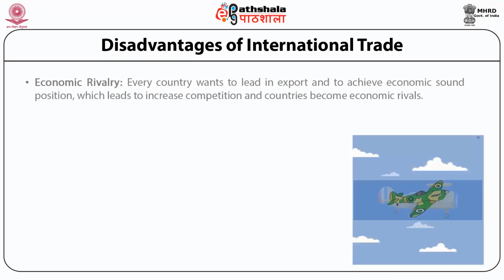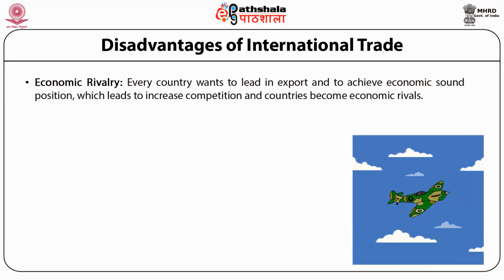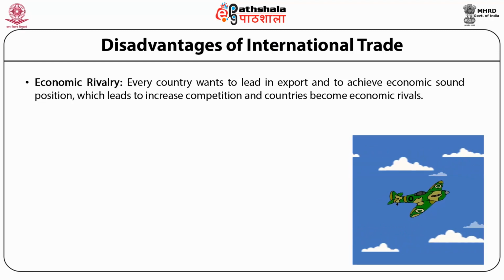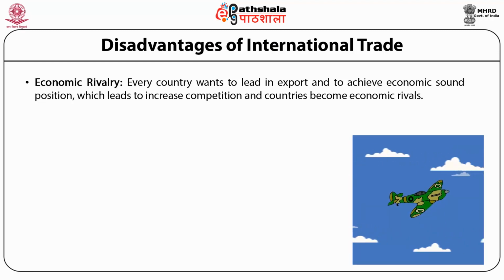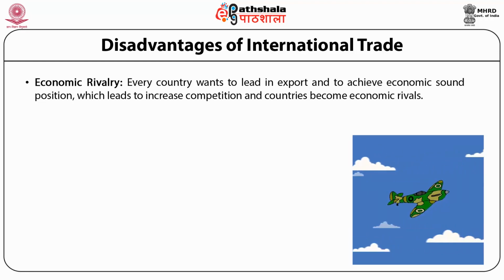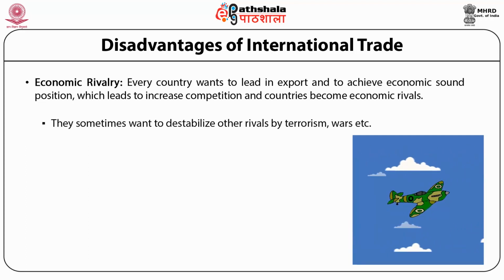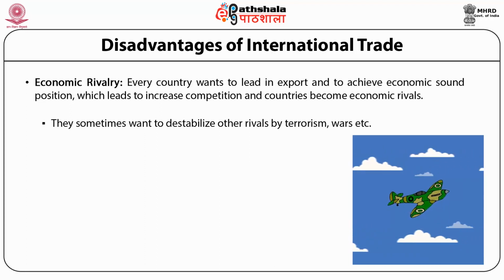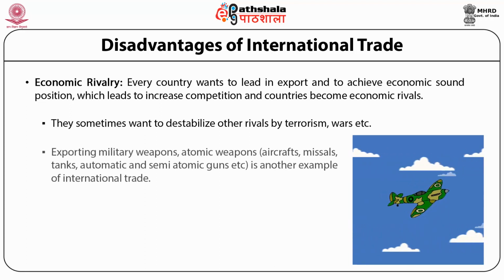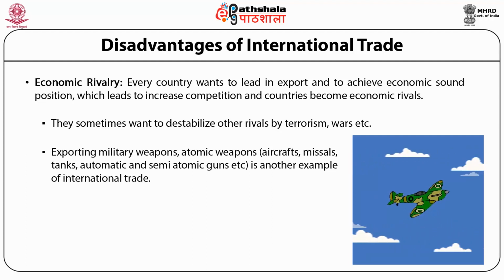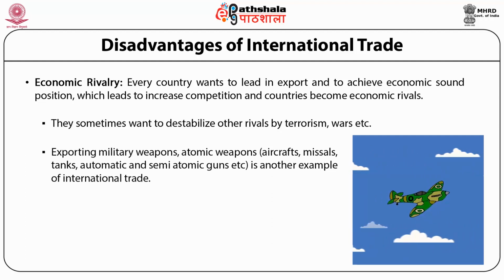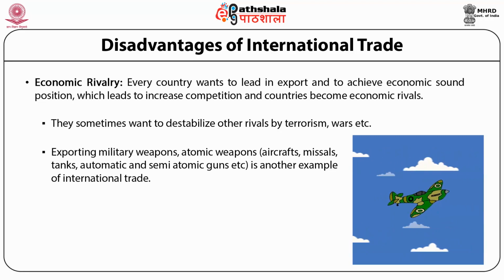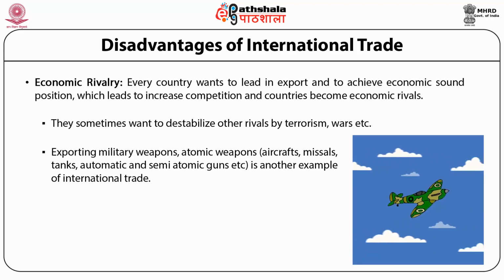It also leads to economic rivalries. Every country wants to lead in export and to achieve a sound economic position, which leads to increased competition, and countries become economic rivals of each other. They sometimes want to destabilize rivals by promoting terrorism, wars, and other such activities. Exporting military weapons like aircraft, missiles, tanks, and automatic and semi-automatic guns is another example of promoting economic rivalry through international trade.